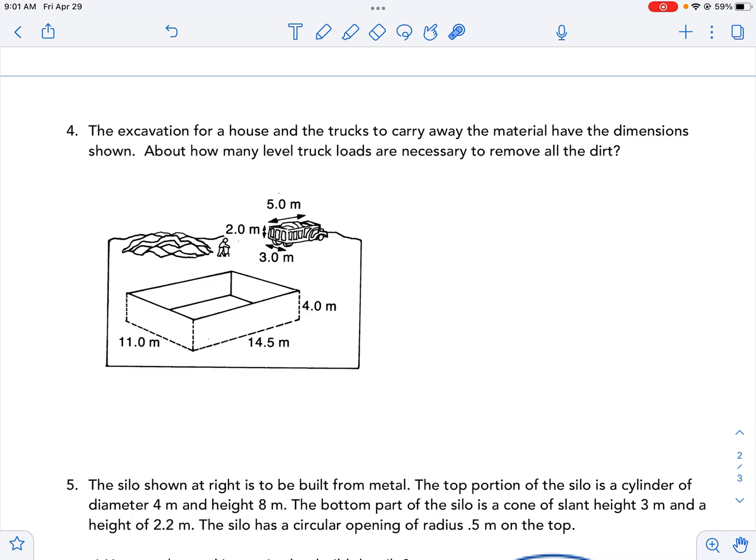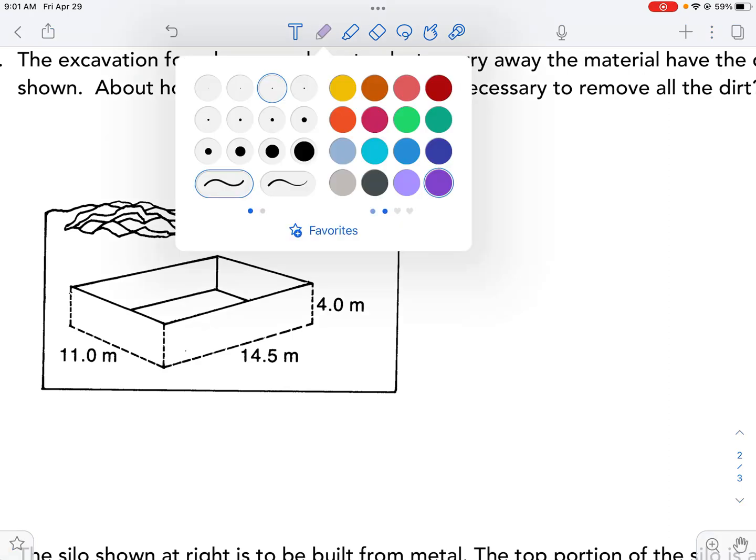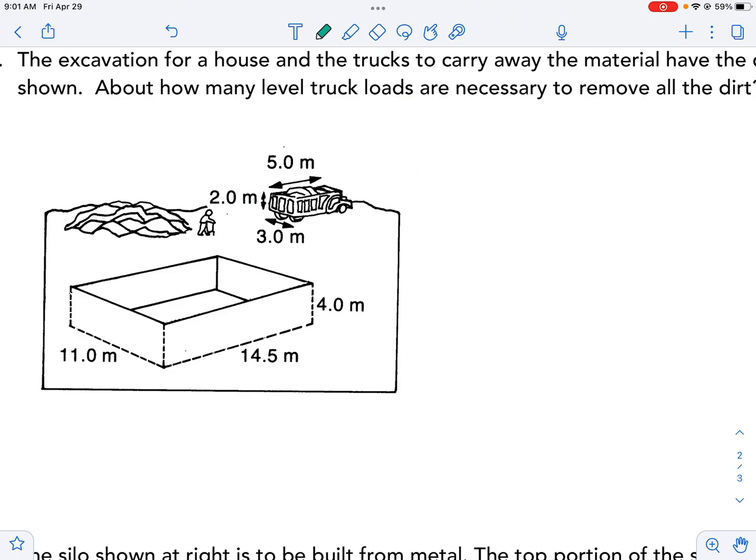So number 4 says that the excavation for a house and the trucks to carry away the material have the dimensions shown. About how many level truckloads are necessary to remove all the dirt? So I'm going to give you a second to think. Would this be surface area or would this be volume? And what shape do we have? Well, this would be volume if we're carrying dirt out. So I would have to find the volume of the house, which if we look at that, that's a rectangular prism. So volume would equal capital BH.